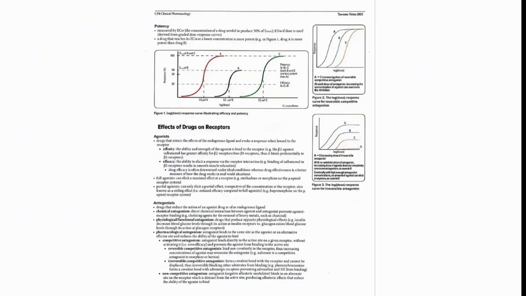Non-competitive antagonists bind to a different site on the receptor, known as an allosteric site. Binding changes the receptor's shape, reducing the agonist's ability to activate it. Even increasing agonist concentration cannot fully restore receptor activity because the receptor itself has been altered.